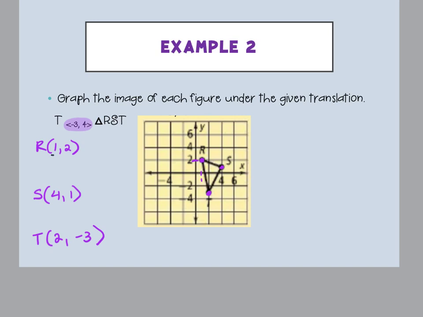Now I have to subtract 3 and add 4. Subtract 3, add 4, subtract 3, add 4. So my R prime is -2, 6. My S prime is 1, 5. And my T prime is -1, 1.